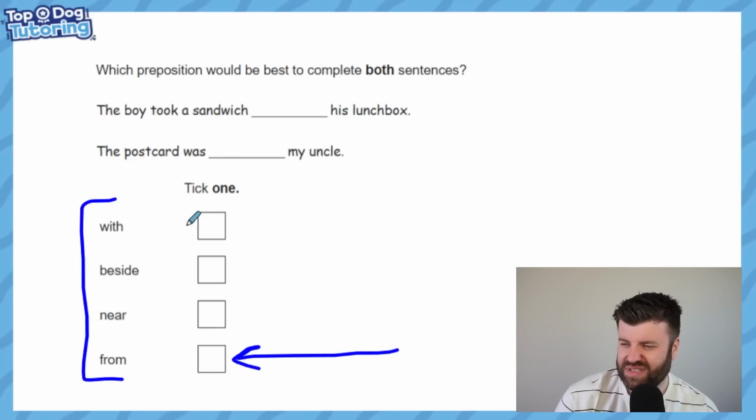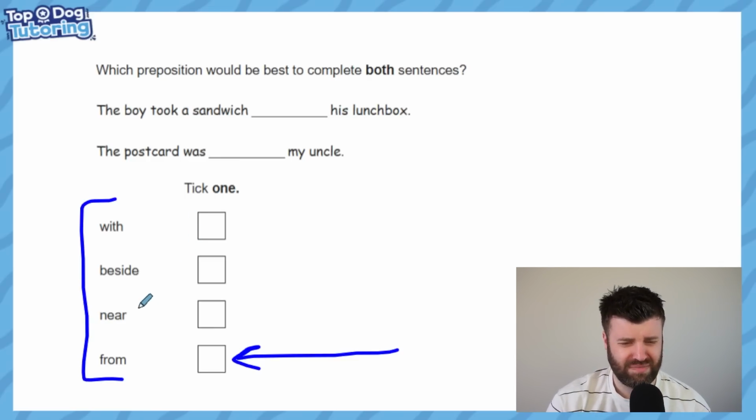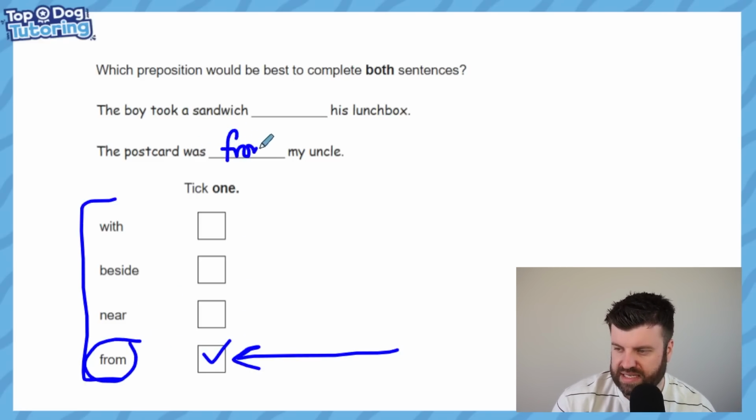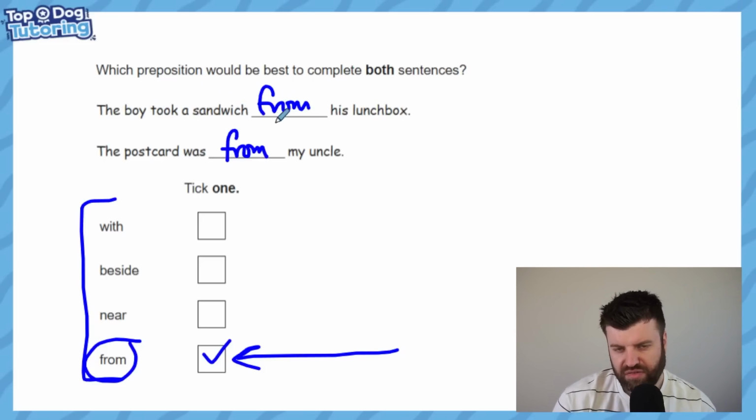The boy took a sandwich near his lunchbox. The postcard was near my uncle. I mean, you could kind of make those sentences work, I guess. But look, by far the best option here is from. The postcard was from my uncle because he sent it. The boy took a sandwich from his lunchbox because it was inside his lunchbox. From is the absolute best answer there.